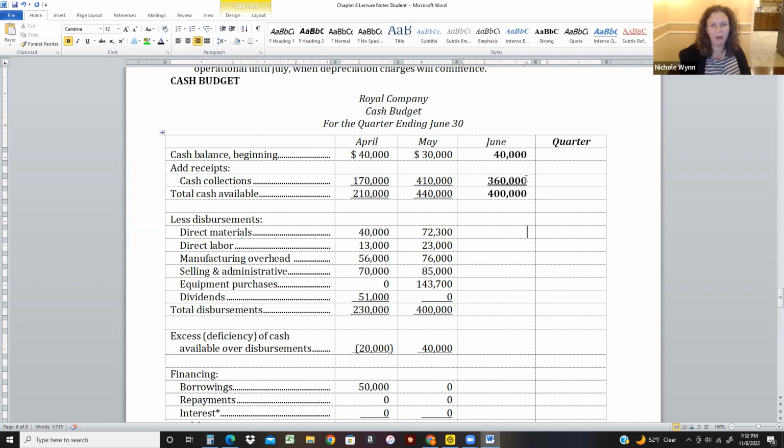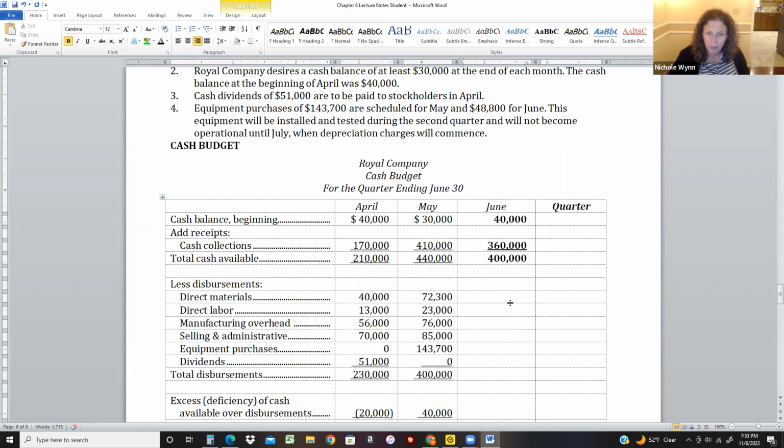So what I'd like you to do now is hit pause and go see if you can find all of these numbers. So I want you to go look for direct material. So look at the 40 and the 72.3, and that will give you a hint on where to find it, but it would be on your expected disbursements for direct material, and then go find direct labor, overhead, selling and admin, and then equipment is just on this page. So equipment is 48.8 for June. We do not pay a dividend during June because we paid it in April. So that one will be 0. So go find these and then unpause me.